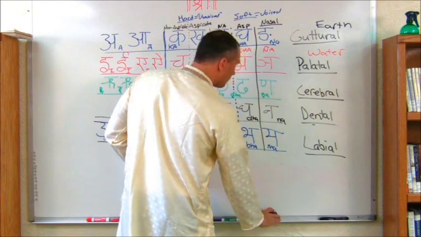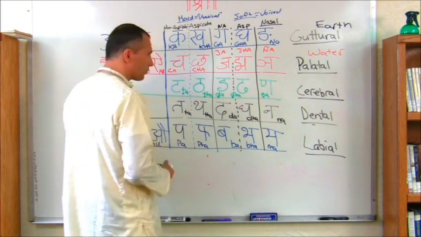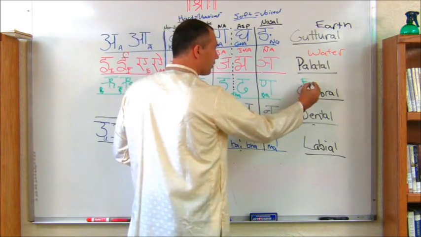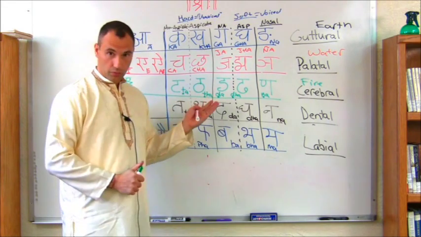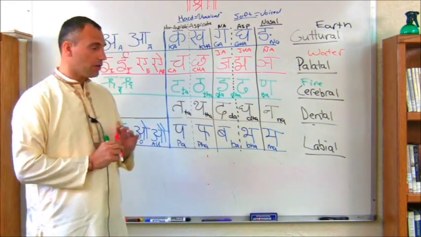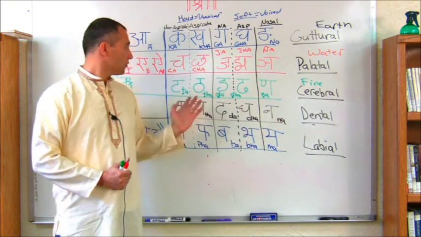Now, the next row is the cerebral. These are the fire element. Why is the fire element in green? Don't ask. Well, because they're also associated with Mercury. But understand that this is a different classification that works in Ayurveda.